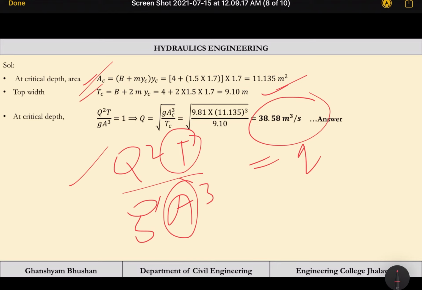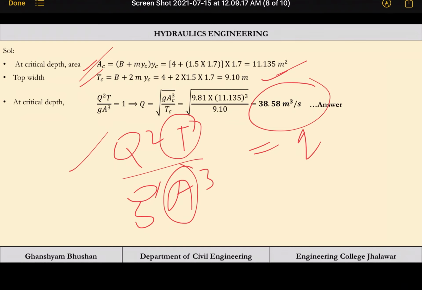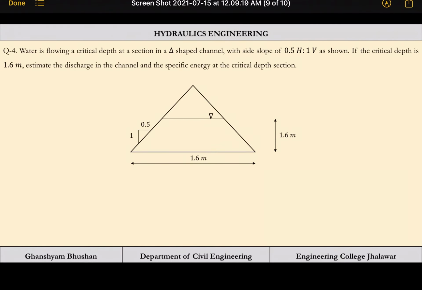So in this manner, the problems of open channel are very easy, provided the concept should be clear to you. If the concepts are not clear, the same problem can be done in a very complex manner also. But if the fundamentals are clear, you can easily solve the problems, but you have to do a lot of practice. So let us move to a very different kind of problem.